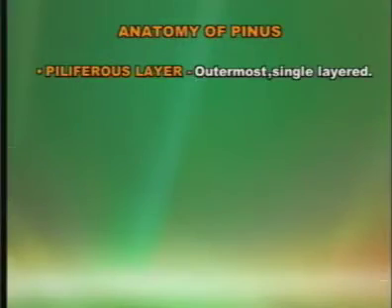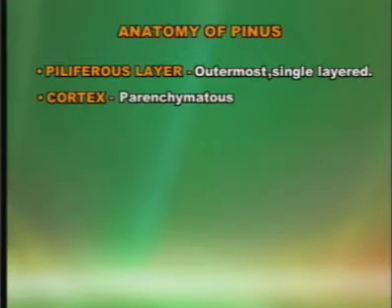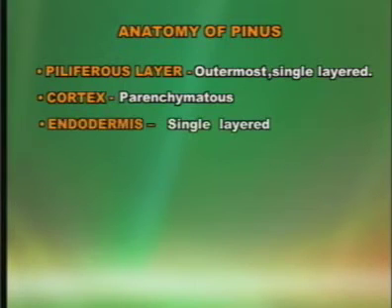Now we come to the anatomical part. Anatomy, that means internal structure. So we'll first learn about the internal structure of root. The outermost layer of the Pinus root is called piliferous layer, which is single layered. Then comes the cortex, which is parenchymatous. After cortex, there is endodermis, single layered, and multi-layered pericycle.